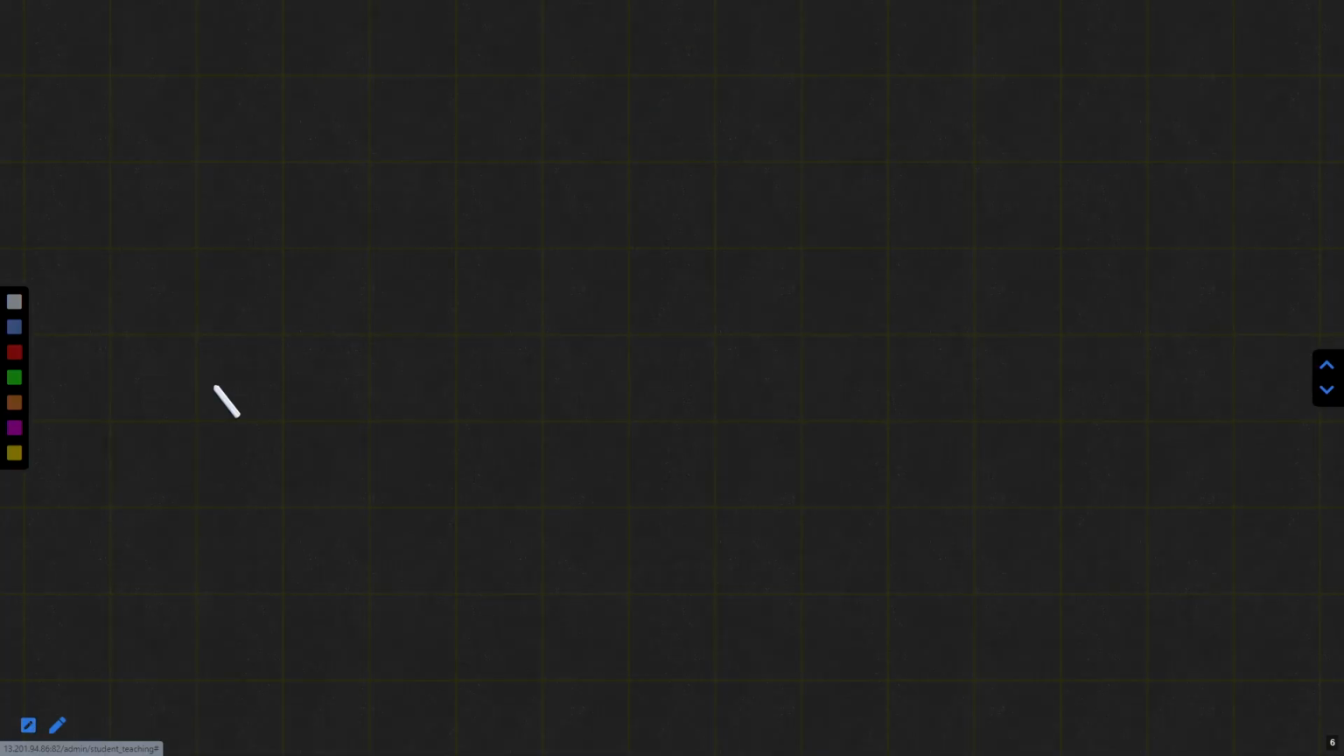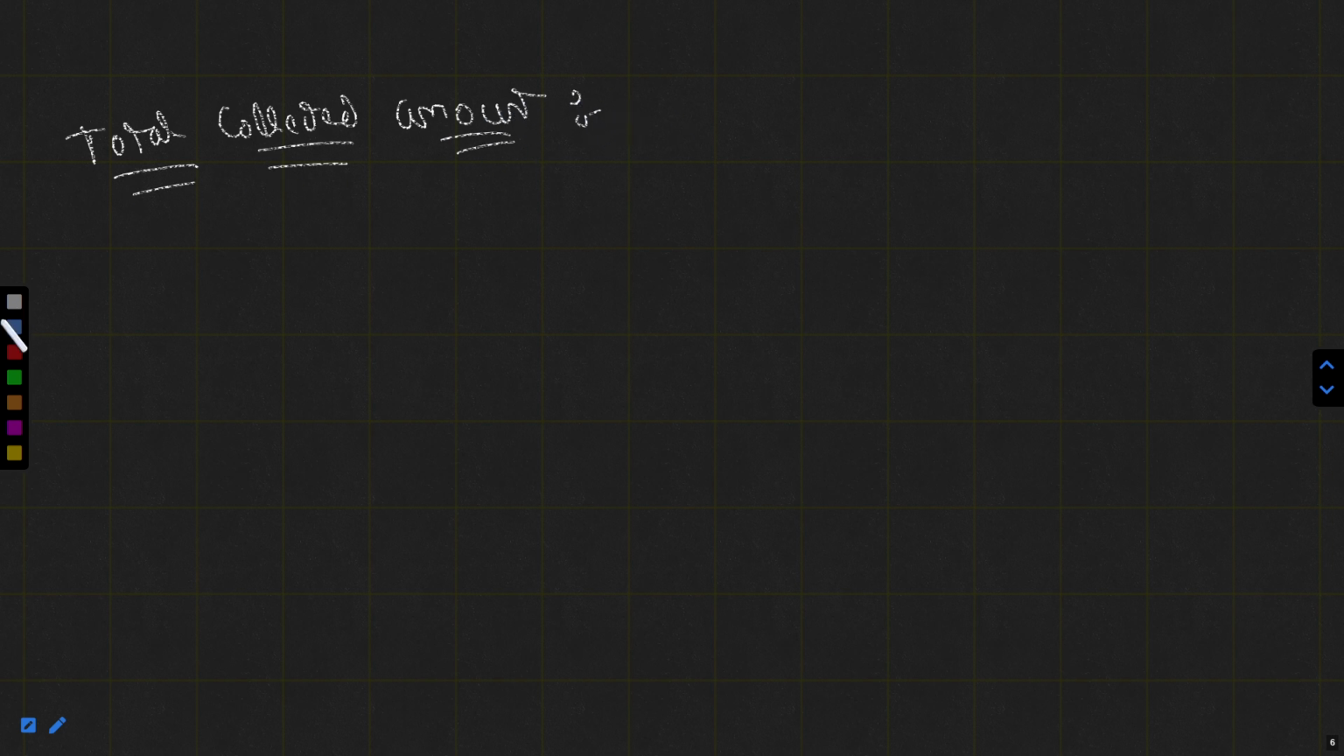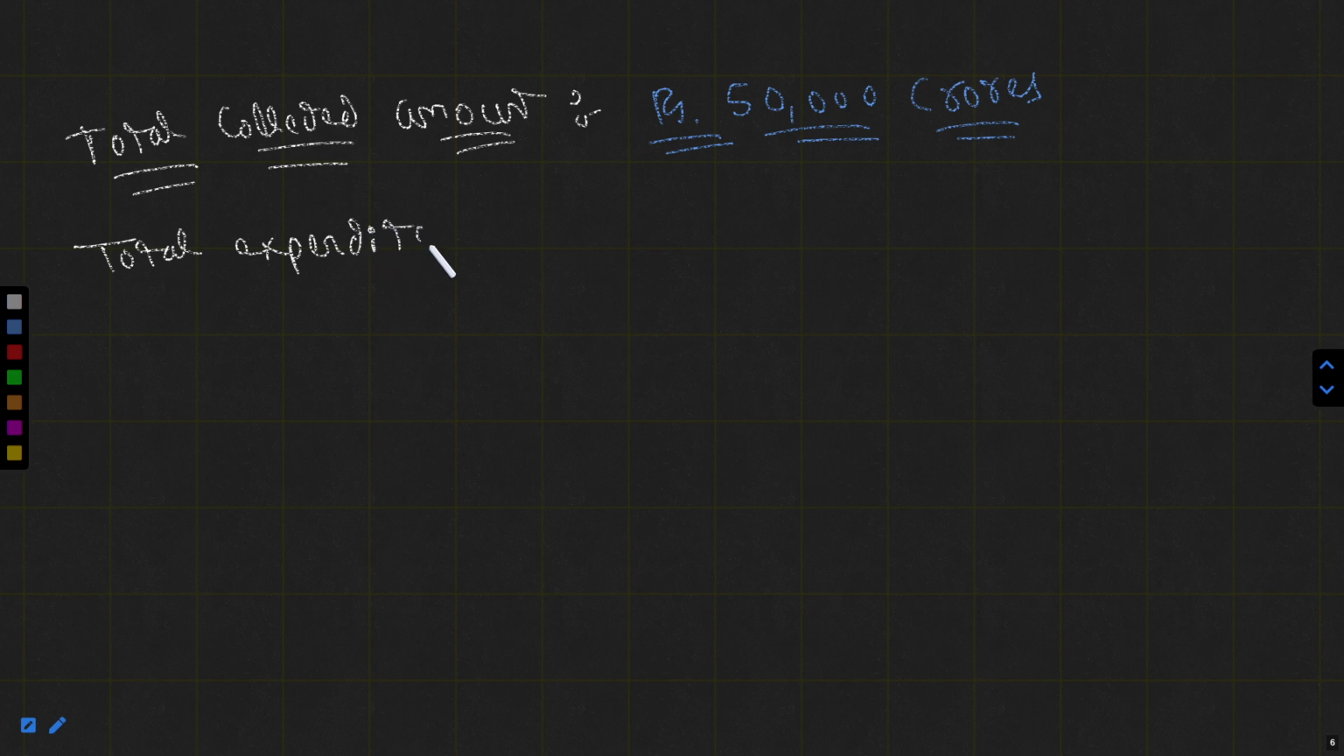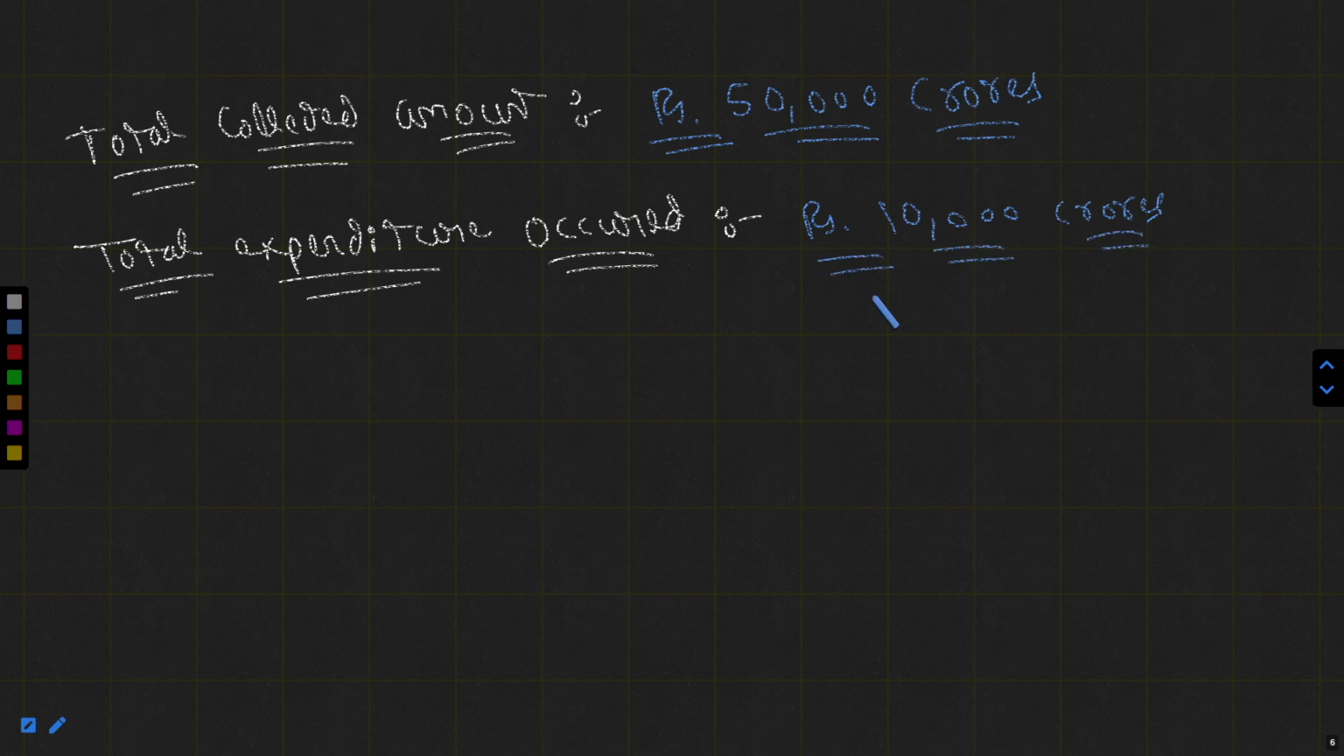So for this, if we talk about the net proceeds, suppose this is the total collected amount, for example, rupees 50,000 crores. Okay. Thereafter, the total expenditure occurred, which is rupees 10,000 crores. Okay. So that is the total amount the government has acquired from taxation, and that is the total amount the government has to bear while collecting the tax.